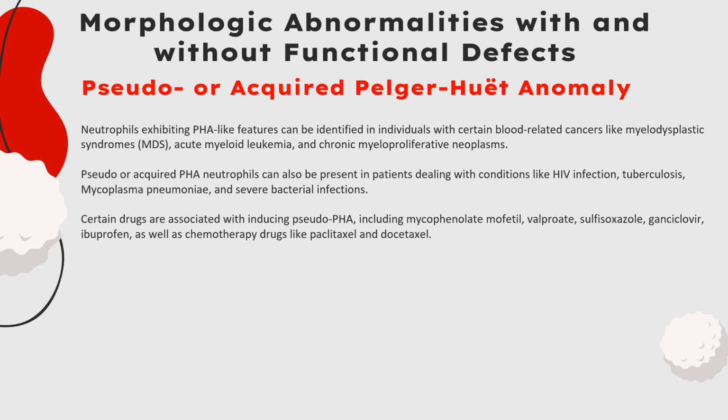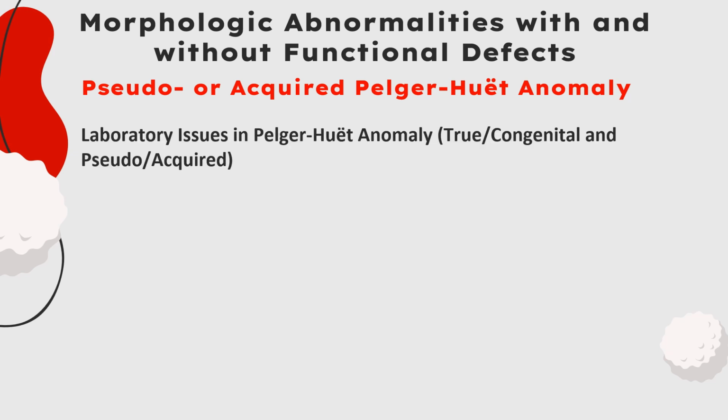Certain drugs can also induce pseudo-PHA, including mycophenolate mofetil, valproate, sulfisoxazole, ganciclovir, ibuprofen, as well as chemotherapy drugs like paclitaxel and docetaxel. Now, let's delve into the challenges faced in the laboratory when dealing with Pelger-Huët anomaly, whether it's true or pseudo. Distinguishing between true PHA and pseudo-PHA can be quite complex.